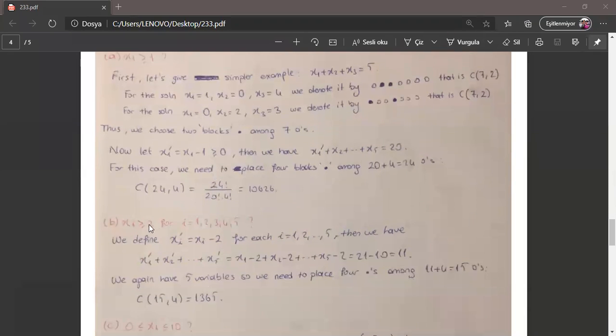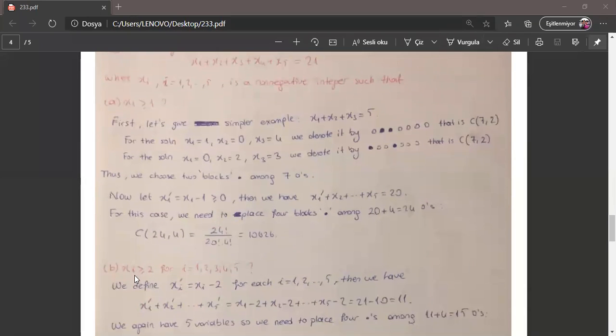And what about this one? We want each variable to be greater than or equal to 2. So we write each of them in this form, xi prime. We let it be xi minus 2, where i takes values from 1 to 5.